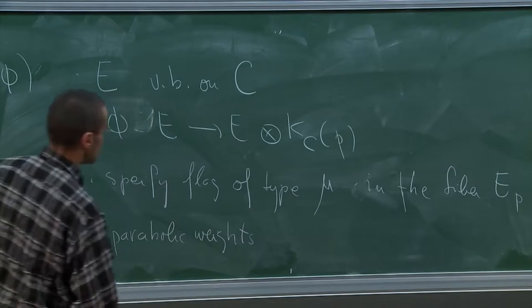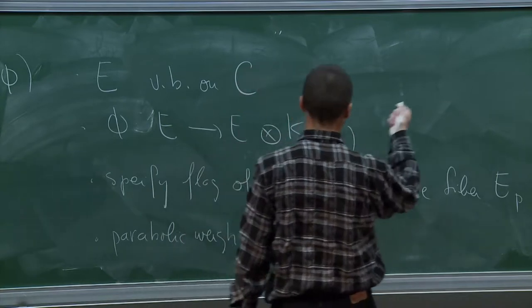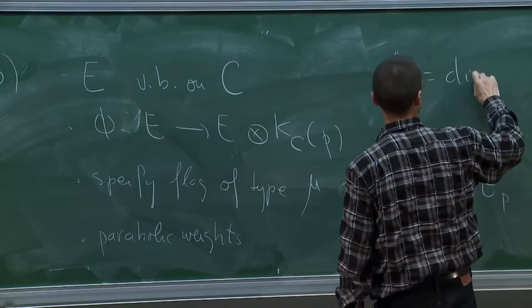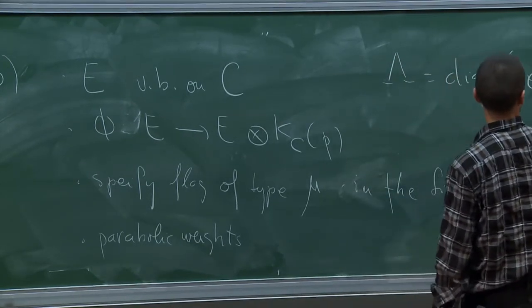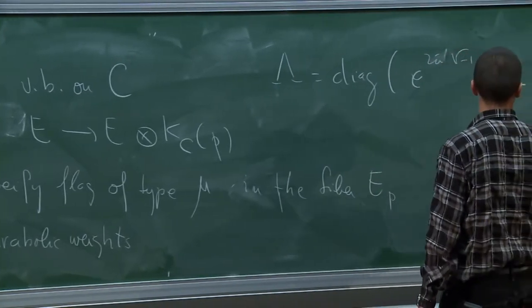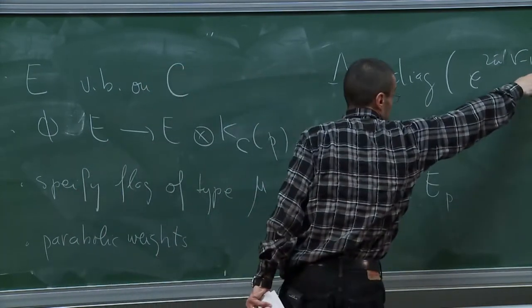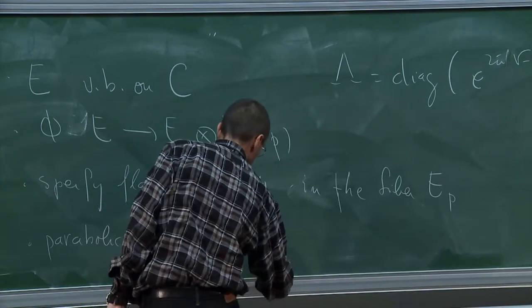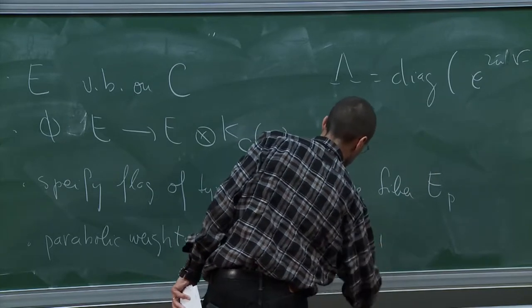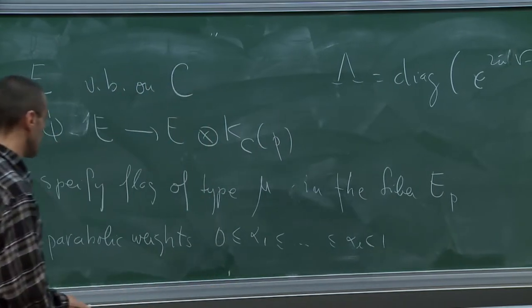Well, I'm being a little bit sloppy here, but I just don't want to get bogged down in details. What I am going to do here basically is take lambda to be something like a diagonal of pure phases, e to the 2 pi square root of minus 1 alpha 1, and so on. And the parabolic weights are going to be just these numbers that appear there. So this qualifies as sufficiently generic according to the definition.